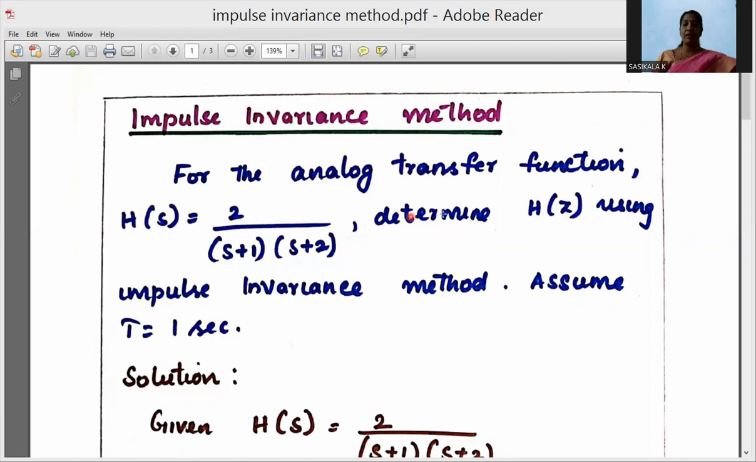So here they have given the analog transfer function. Normally the analog transfer function is represented by H(s). So s implies that it is analog in nature. And if we convert this H(s) into H(z) using the impulse invariance method, you will be getting the digital transfer function, which is H(z). Solution.